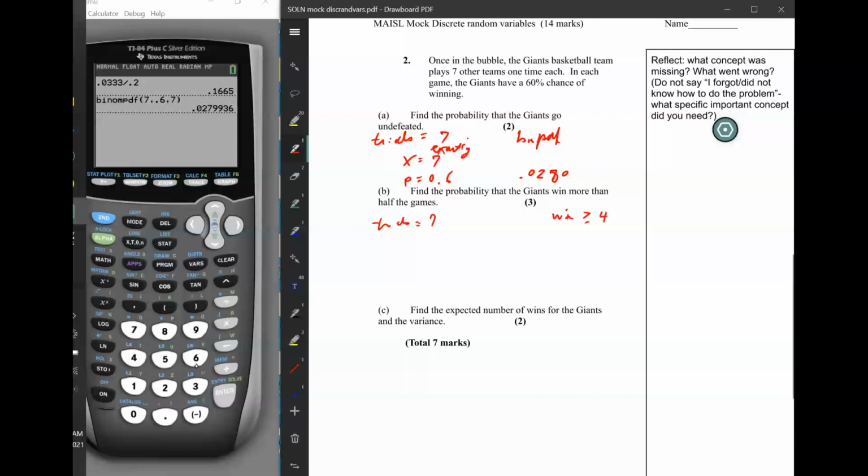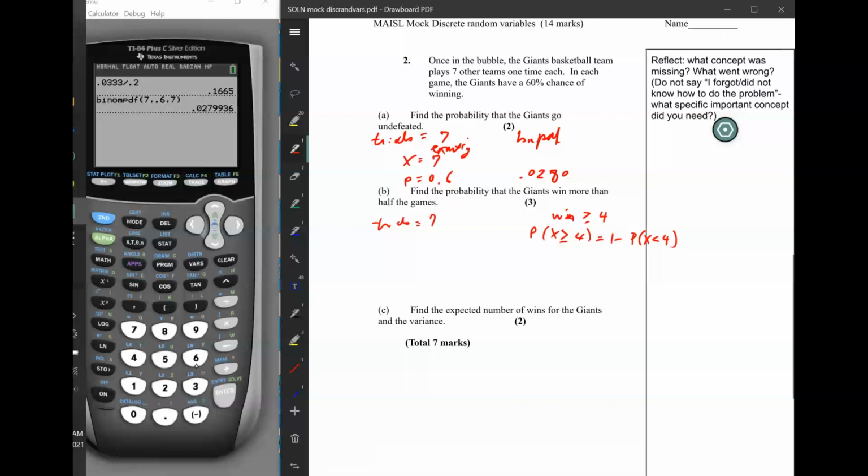And remember, the calculator doesn't calculate probabilities that x is greater than or equal to 4. It only does less than or equal to. So what we need to do is calculate a different probability and subtract it from 1. So what probability subtracted from 1 would give us the probability that x is greater than or equal to 4? It would be the opposite case, which would be that x is less than 4.